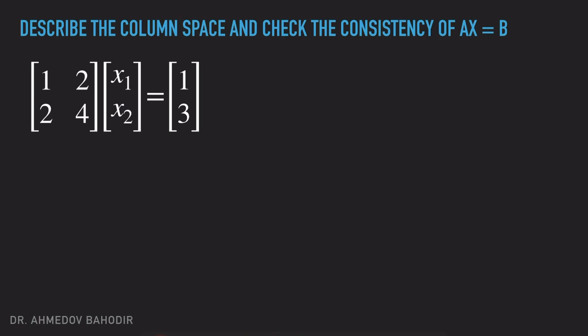So let's try to do this in an example. Let's say we are given this system of linear equations: the matrix 1, 2, 2, 4 times x1 and x2 is equal to 1 and 3. You need to try to explain the column space of this matrix A. The column space is essentially all linear combinations of the columns of the matrix A. We're going to discuss this in a moment. And check the consistency of Ax equals b. Basically, we need to check whether the system of linear equations is solvable.